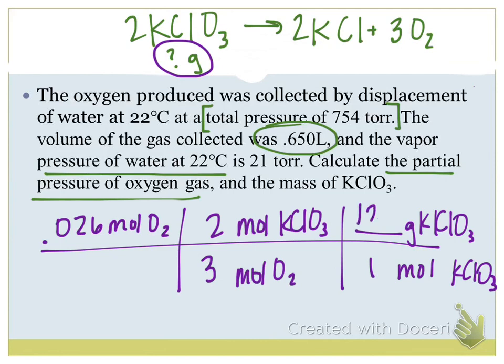I had about 122.5 for molar mass. So I double check my units. I've canceled moles of O2. I've canceled moles of KClO3. I'm left with grams of KClO3, which is what I want.